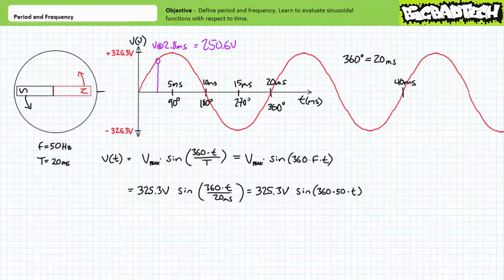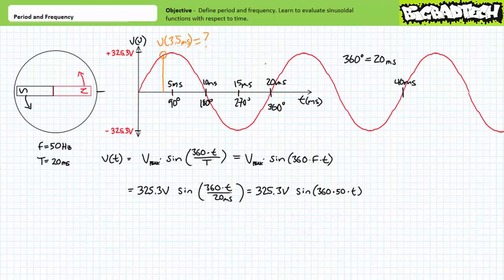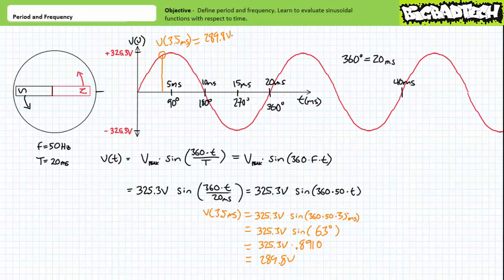To solve for the output voltage at specific times, simply substitute the time of interest and let the math take you where it may. Using this single-step formula, it can again be demonstrated that output voltage at 2.8 milliseconds is approximately 250.6 volts. Let's say we want to know the output voltage at 3.5 milliseconds. We would substitute 3.5 milliseconds into our voltage as a function of time formula. Performing the unit conversion inside the parentheses first yields 325.3 volts times the sine of 63 degrees. This yields 325.3 volts times 0.8910, or approximately 289.8 volts.